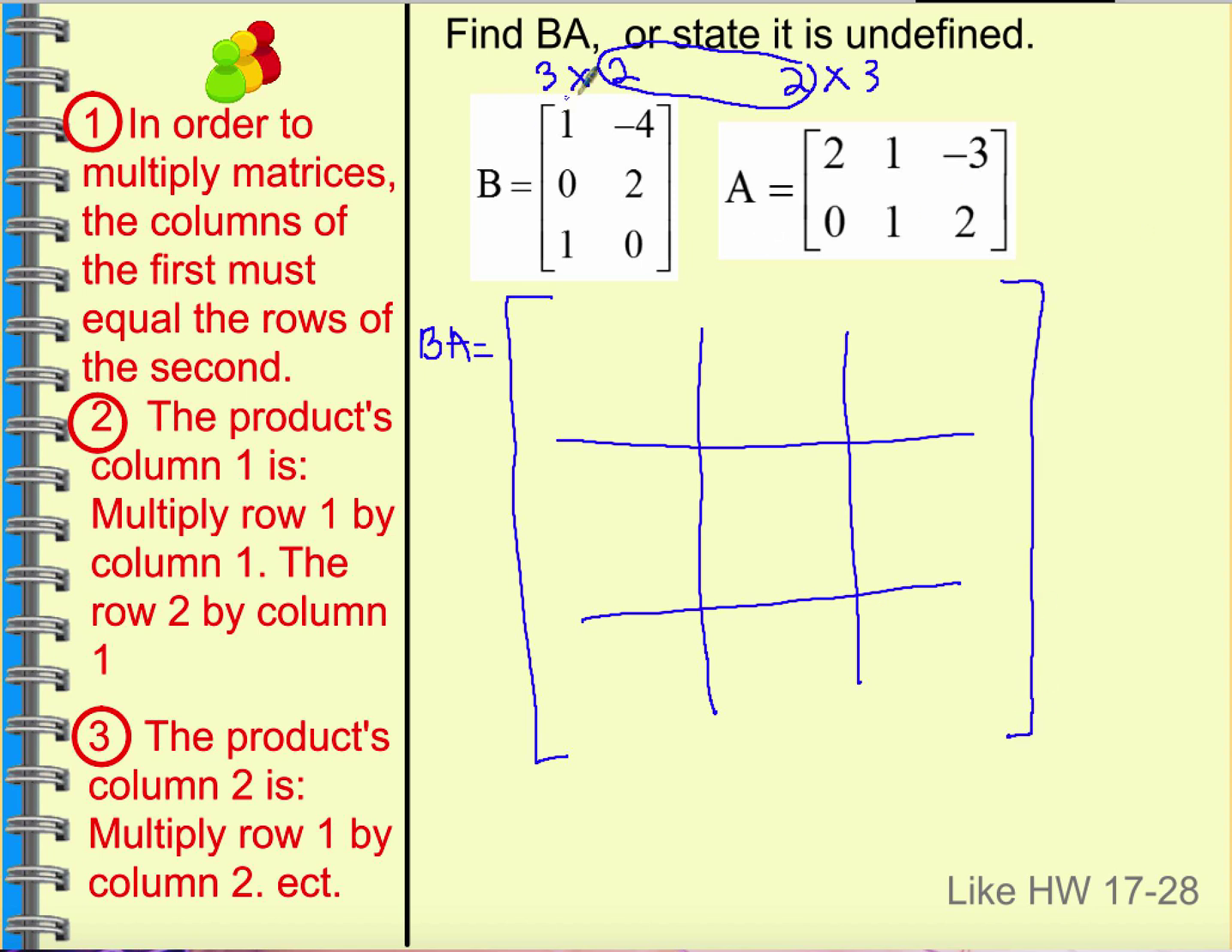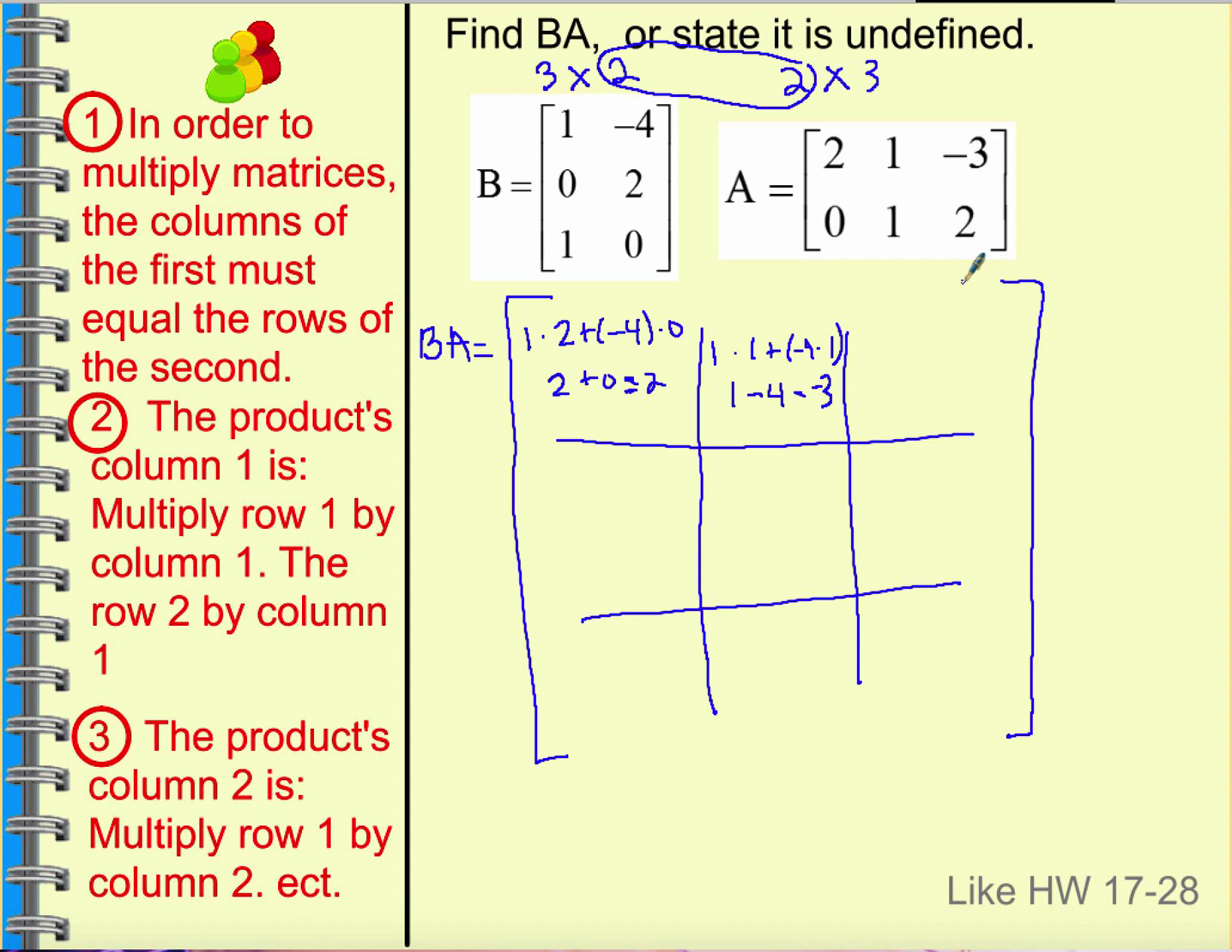Wowzers. Here we go. Row by column. 1 times 2 plus negative 4 times 0. That's going to give me 2 plus 0, which is 2. All right. And next one. Row by column. So this is going to be 1 times 1 plus negative 4 times 1. So that's 1 minus 4, which is negative 3.